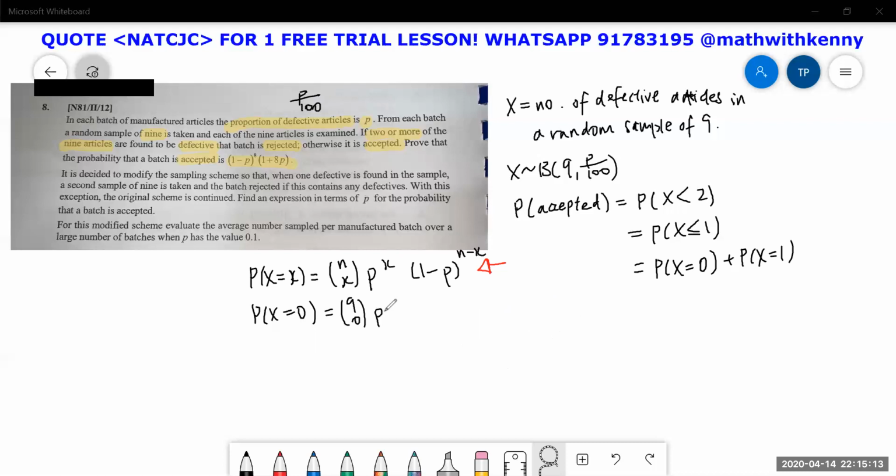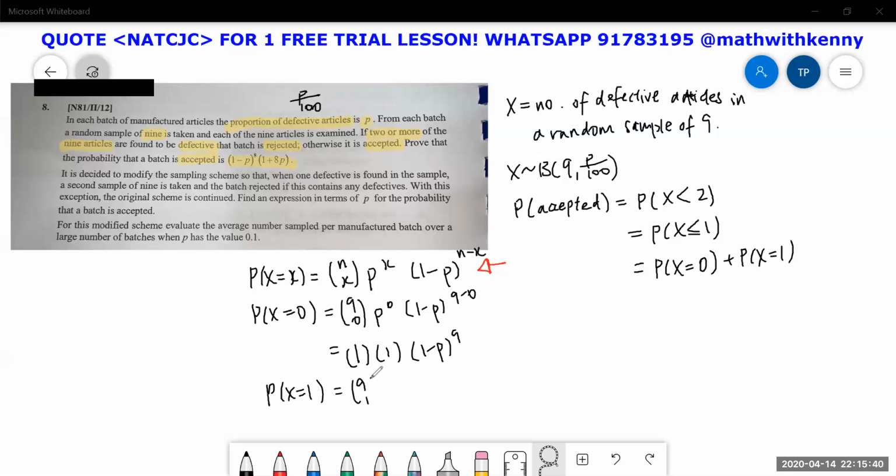Okay, so over here will be 9 choose 0, p to the power of 0, 1 minus p to the power of 9 minus 0, which is 9. So 9 choose 0 is what? 1, right? P to the power of 0 is what? 1. So we're left with 1 minus p to the power of 9. Then next will be probability of x equals to 1.